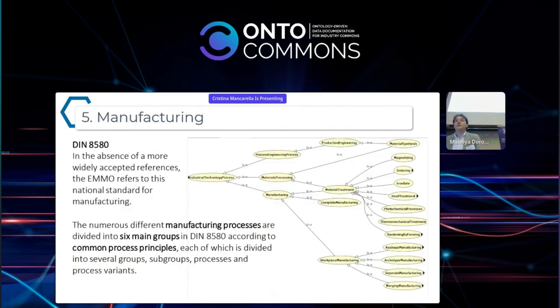Another standard that we are using in the EMMO is the DIN norm 8580, which is about manufacturing. We spent some time trying to find a standard, for example in ISO, about manufacturing, but standards in this field were essentially scattered, and a lot of work would have been needed to put together a coherent system.